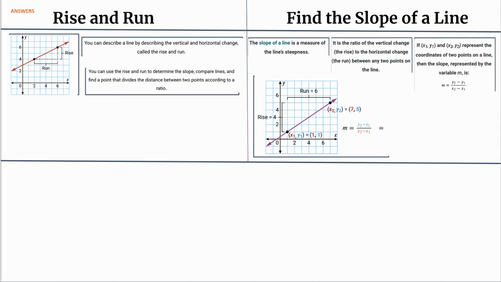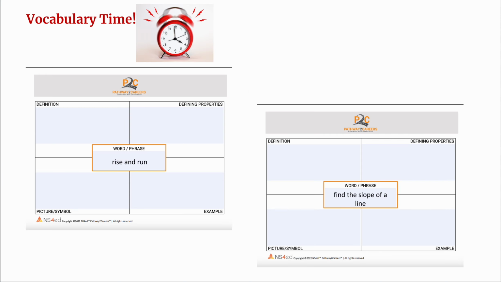All right, so here are the answers. And yes, that is correct. So here we go, rise over run, vertical over horizontal change, you see it, rise and run. And you can use that to determine the slope. And here we see it being used to determine the slope, which is the measure of the steepness of a line. Perfect. All right, it's vocabulary time.